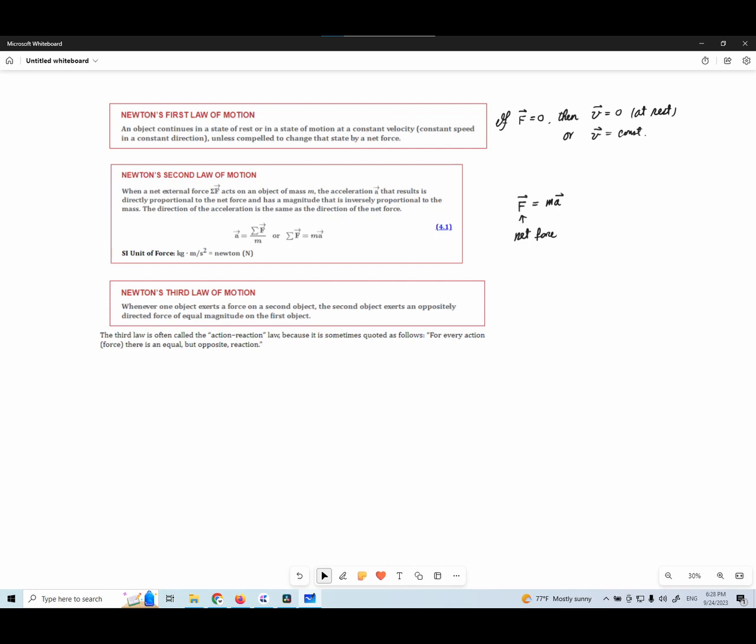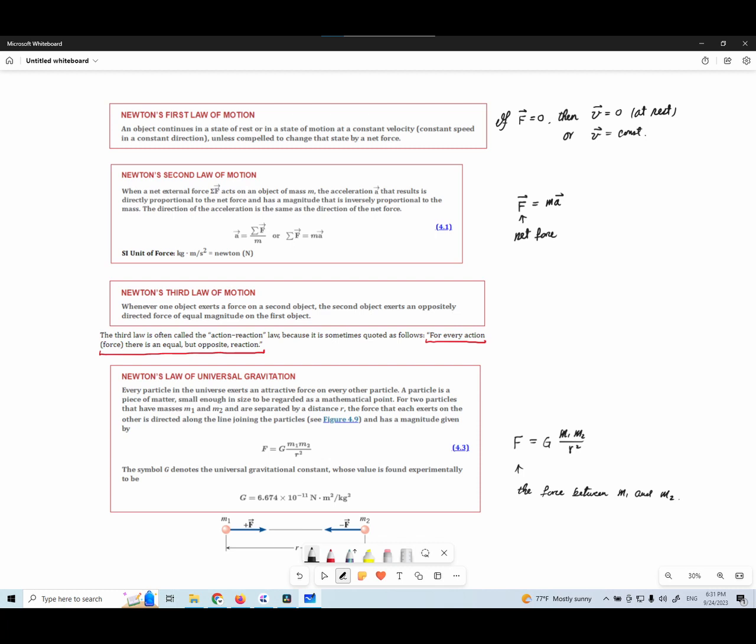For Newton's third law, we are going to go with the statement just below the box. For every action, there's an equal but opposite reaction. While we're at it, let's also look at Newton's law of universal gravitation, which says that between any pair of masses, there's an attractive force, the magnitude of which is given by equation 4.3.